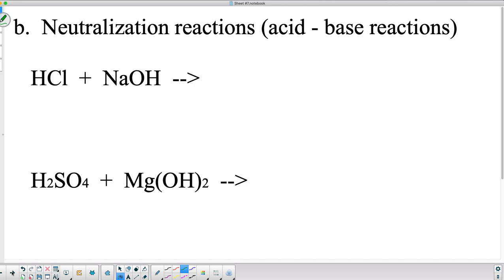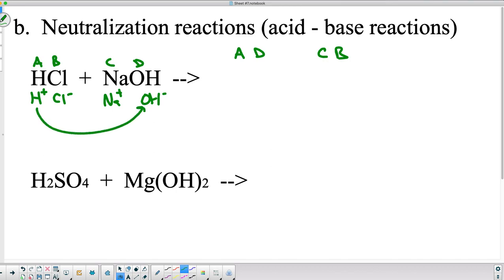Yes, easier. I still have my pattern of A, B, C, and D on the left, and the pattern on the right-hand side of A, D, and C, B. So I go through this. I got H+ and Cl- for my A and B, and Na+ and OH- for C and D. The first thing I put together is the A and the D. When I put the A and the D together, I get H+ and OH-, which is the same thing as H2O. So we produced water.